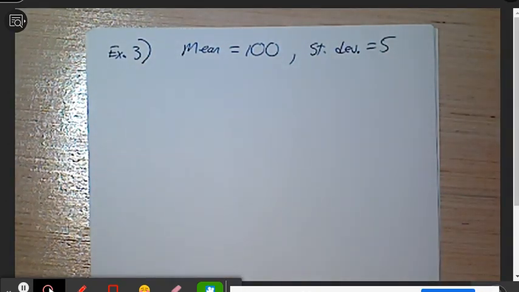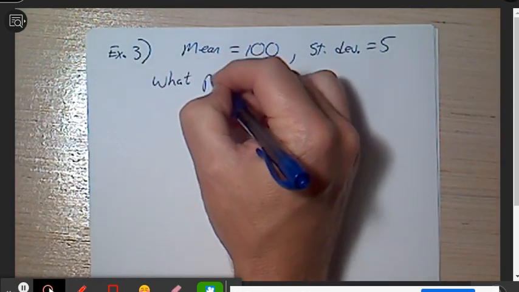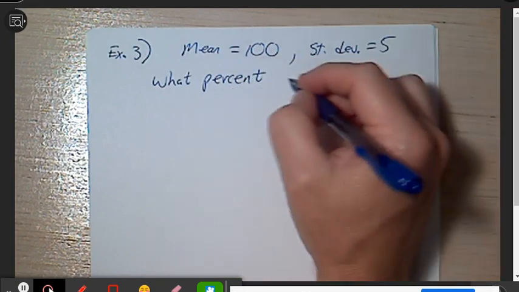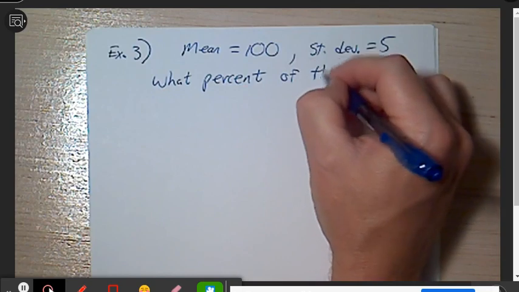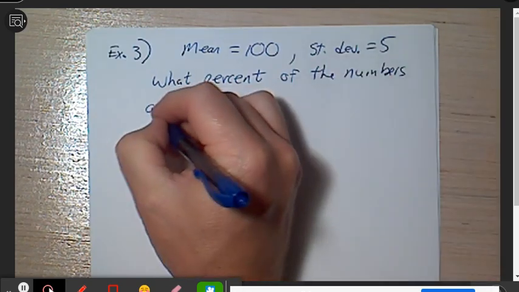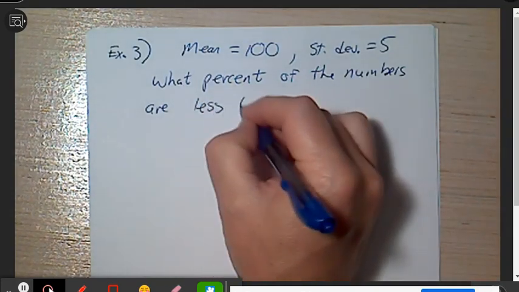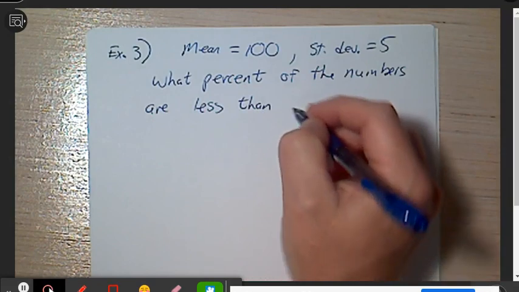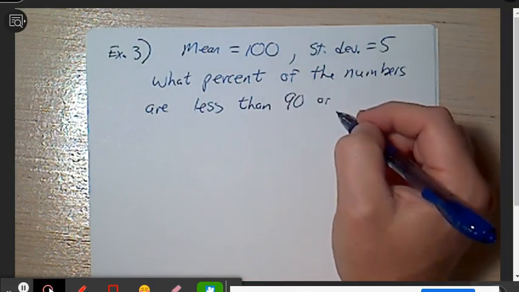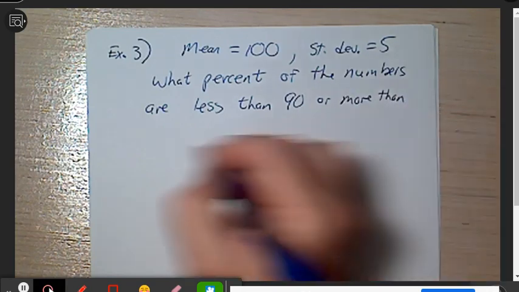And then what they can do in the question is they can word it a little differently, so that they're looking at something else. What percent of the numbers are less than 90 or more than 110?